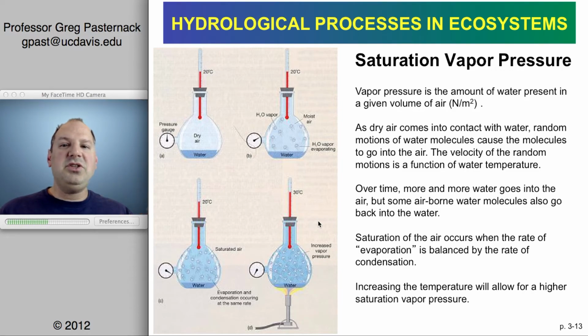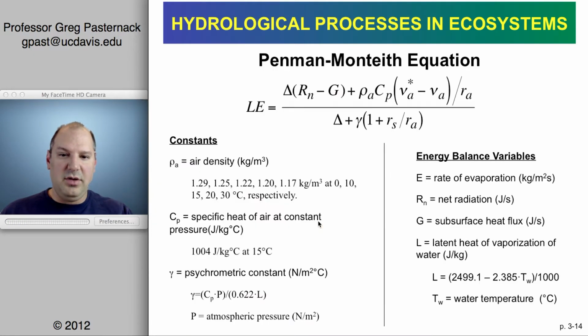Okay, so this basically just goes to the general idea that you might have that if air is dry, it can hold more water, and that's the key thing. And then how much water the air can hold is governed by the saturation vapor pressure at that temperature. Okay, so without further ado, here's the Penman-Monteith equation.